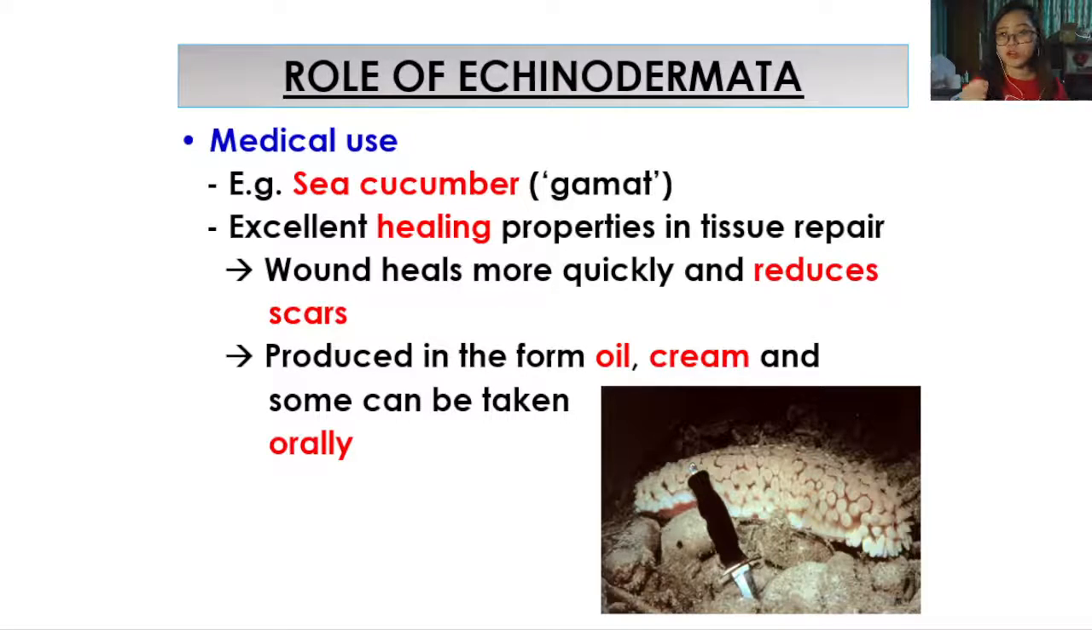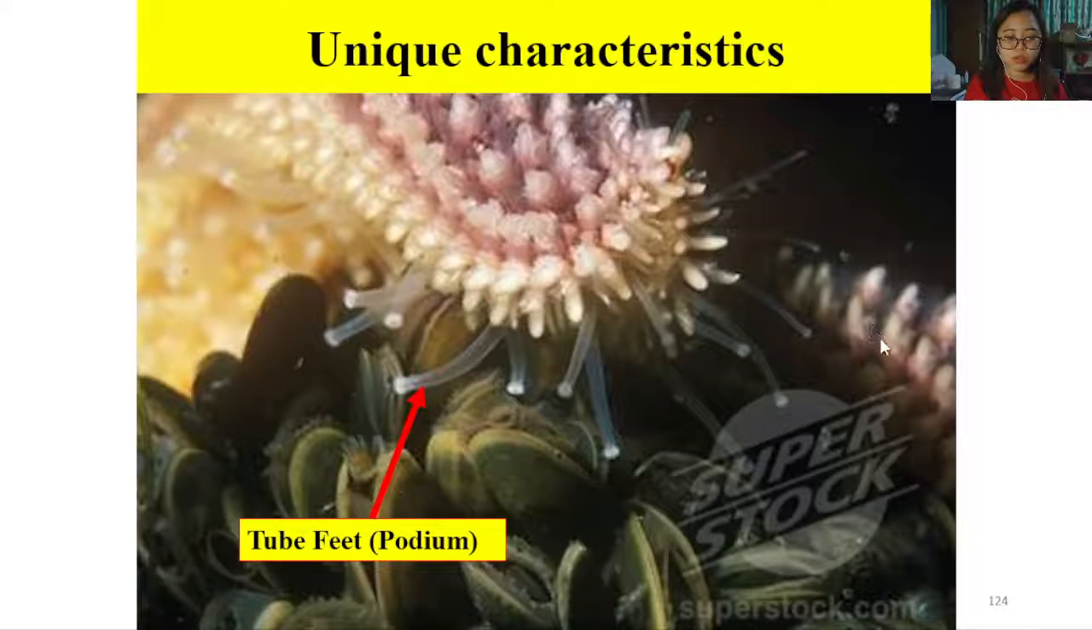So kamu confirm sudah pernah nampak minyak gamat yang biasa kita guna di rumah, itu adalah dihasilkan daripada Echinodermata sea cucumber, and it can also be in the form of cream, and of course you can eat sea cucumbers whether as cuisine or for medicinal purposes. So those are the two main roles of echinoderms to us and to the environment.